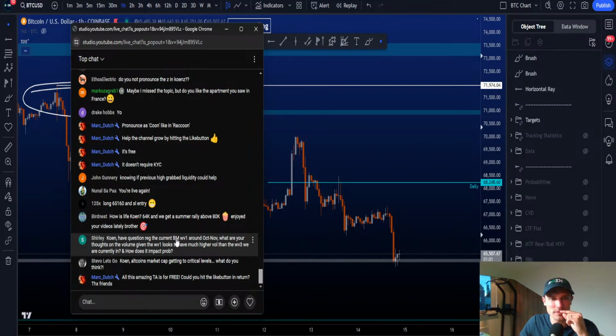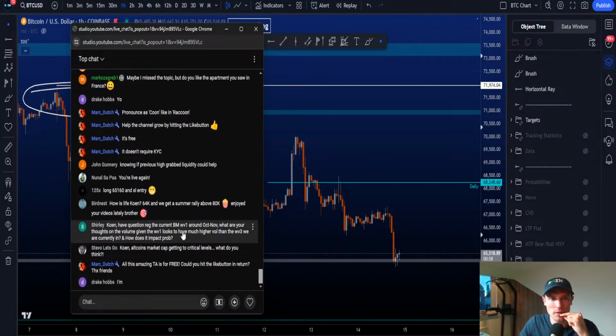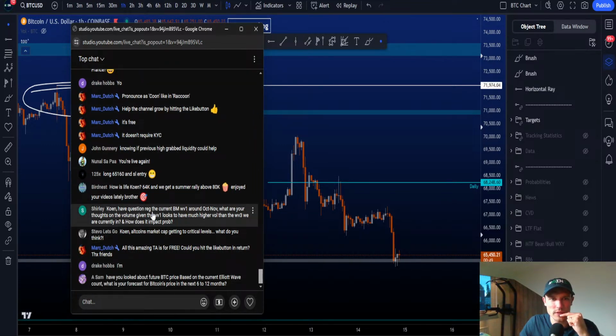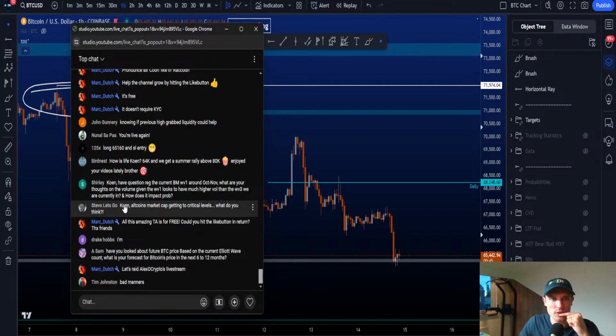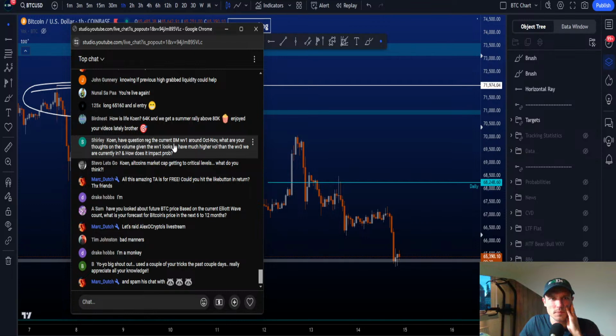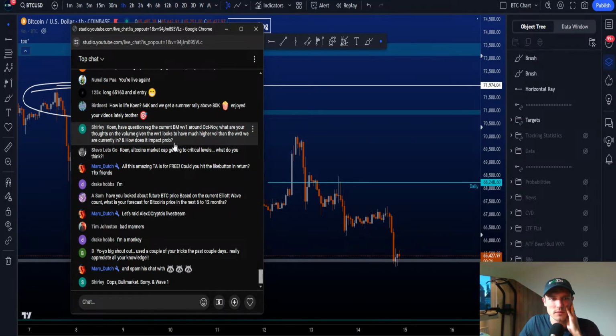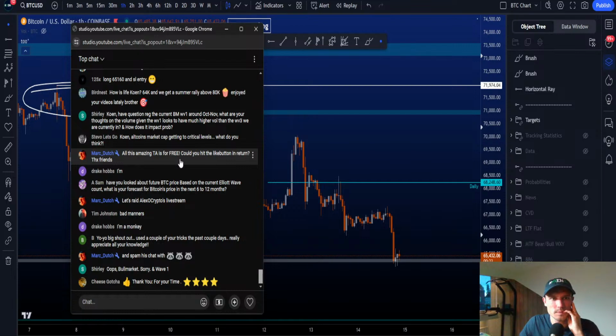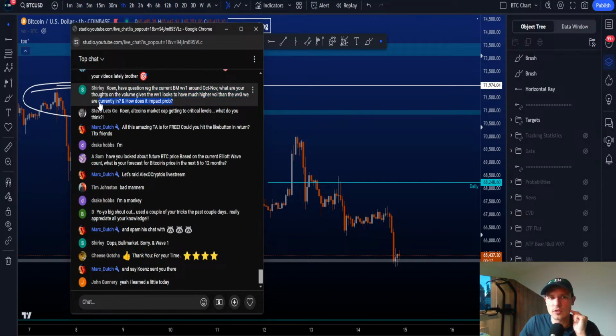I don't know what a BM is. This is a lot of short BM. I don't know. Current BM. I have a question regarding the current BM. What are your thoughts on the volume, given wave 1 looks to have much higher volume than wave 3? I don't know what BM is. I'm so clueless. The current BM. Bear market. Oh, bull market. Yeah, surely. So, okay, now I get it.